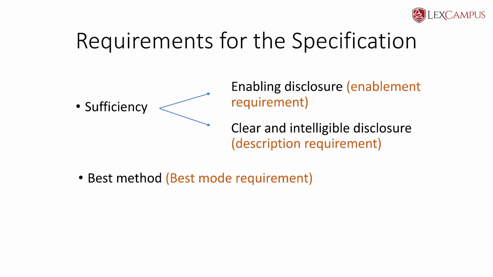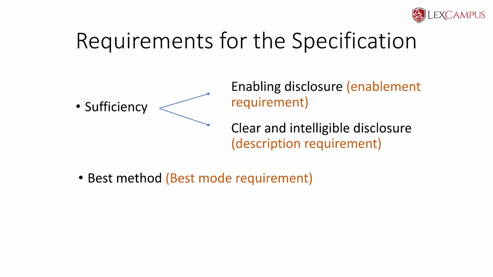Sufficiency is a requirement tied to the disclosure. Now, apart from sufficiency, you have the best method requirement. The best method requirement is also called the best mode requirement in the United States. The best mode requirement requires the applicant to describe the best method that is known to him at the time of filing. Whatever is known to him or her at the time of filing has to be disclosed. This is the best method.